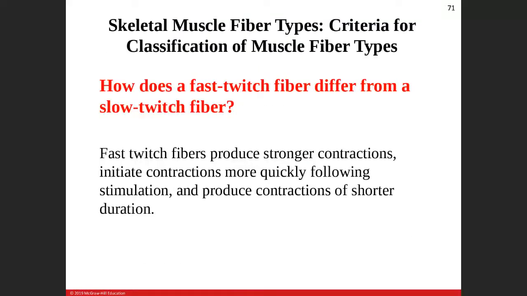All right. So how does a fast twitch fiber differ from a slow twitch? Okay? Fast twitch, they're going to have quicker contractions, stronger contractions, right? Again, everything about a fast twitch, I hate to say this, it's going to be faster. We're going to be able to propagate our action potential quicker. We're going to be able to release our calcium quicker. We're going to be able to reuptake our calcium faster. Everything about fast twitch muscle fibers is going to be much quicker than our slow twitch. Okay?